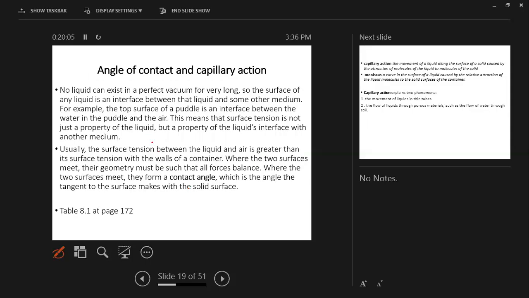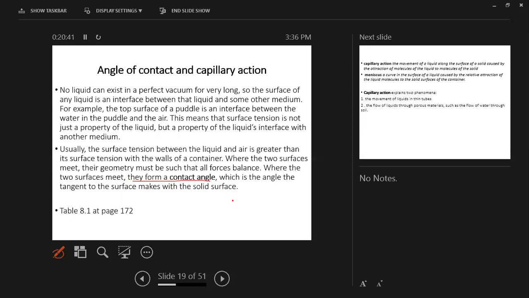So what about angle of contact and capillary action? Remember, a liquid cannot exist in a perfect vacuum for very long. The surface of any liquid is an interface between that liquid and some other medium. Usually the surface tension between the liquid and the air is greater than the surface tension with the walls of the container. There is going to be an angle when these two surfaces meet.